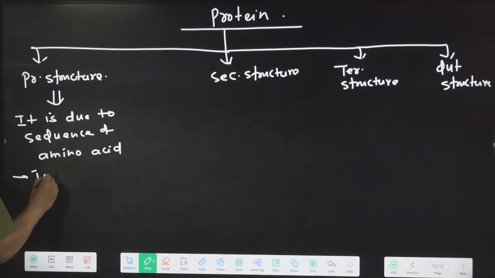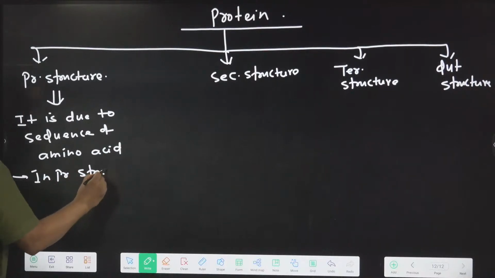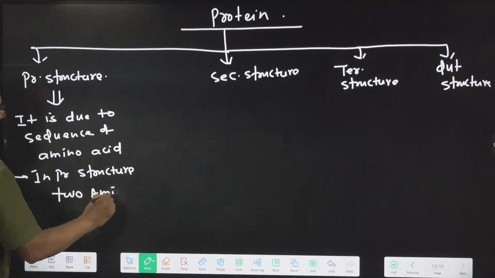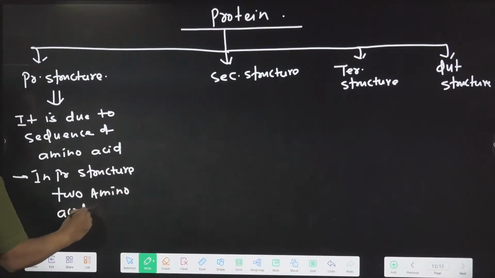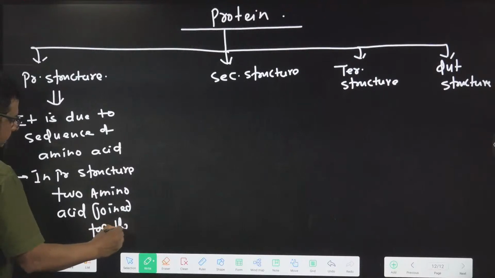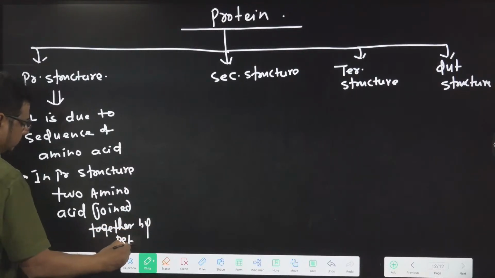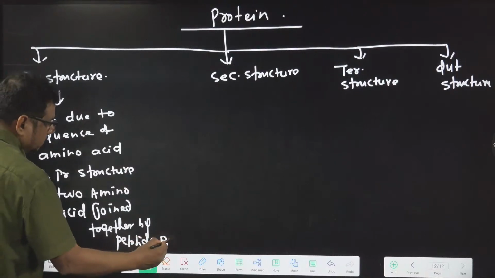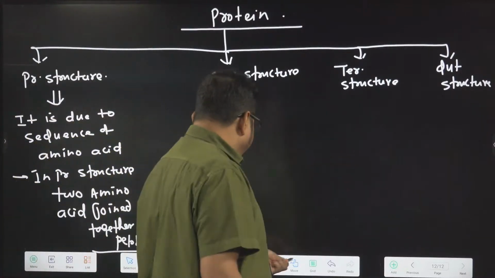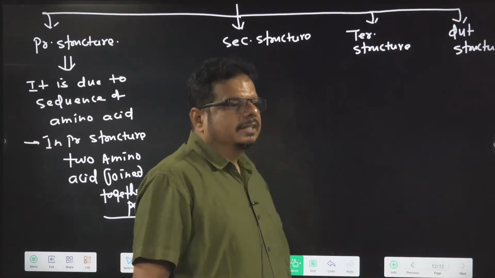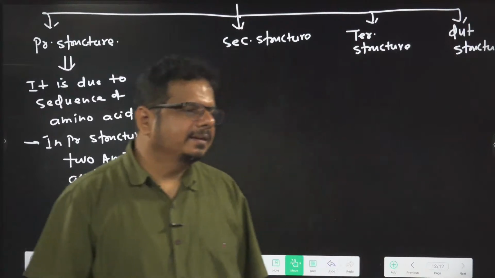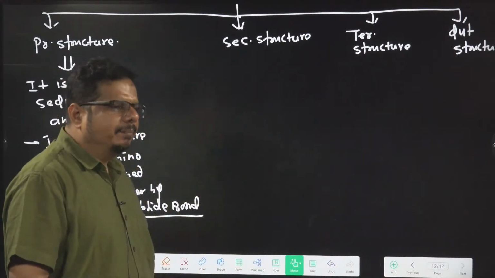In primary structure, two amino acids join together by peptide bond. So every protein has its different primary structure. And who decides the primary structure? The sequence of amino acids. Try to understand with an example.